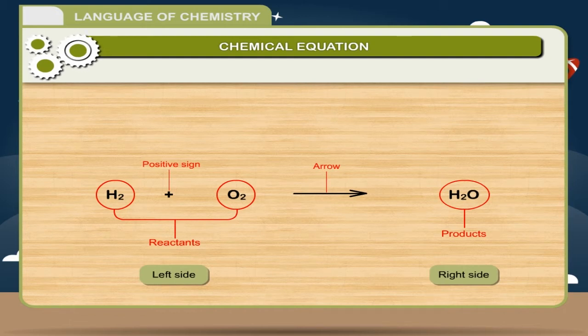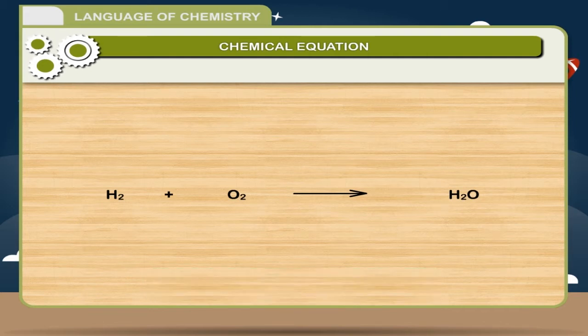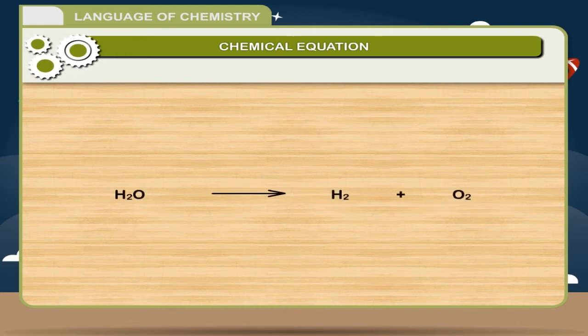H2 plus O2 gives H2O. This reaction shows chemical combination. However, if we decompose water, we get H2 and O2. Did you notice that there are two H and one O atom in water? That is, H2O gives H2 plus O2.